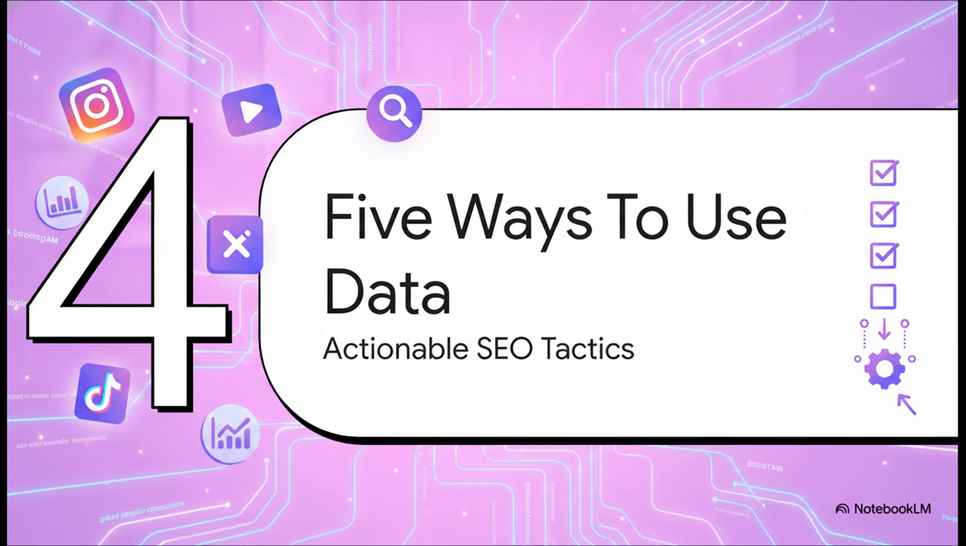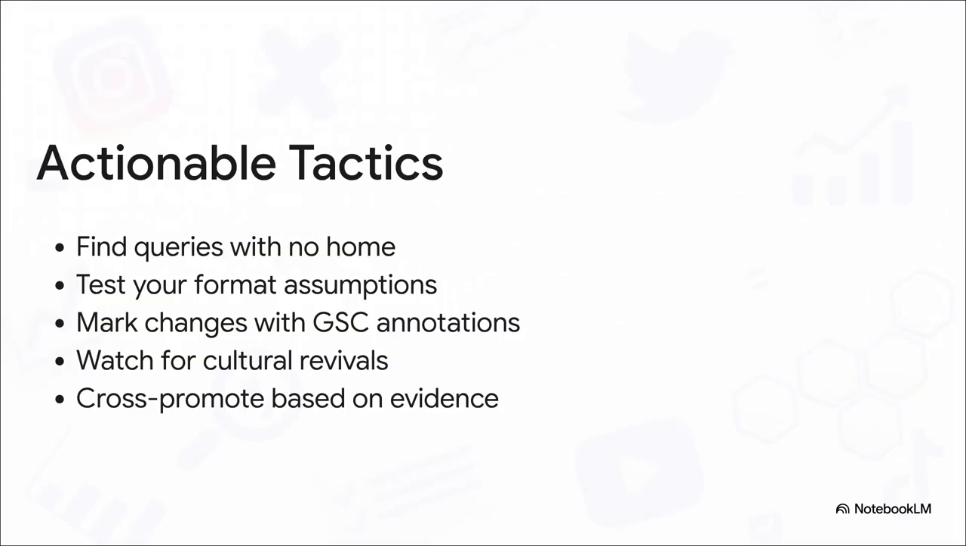Section 4. 5 ways to use data for actionable SEO tactics. Getting the data flowing is awesome, but these are the actionable steps to actually improve your SEO with it. Consider this your brand new strategy playbook. From spotting content gaps where a tiny 40-word social post is ranking instead of a robust web page, to making evidence-based cross-promotion decisions, you just have incredible new capabilities now.